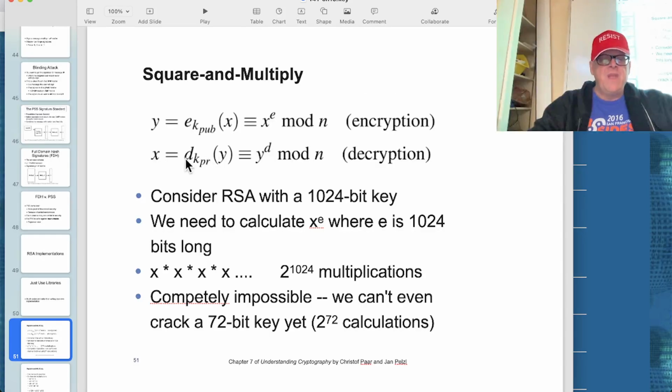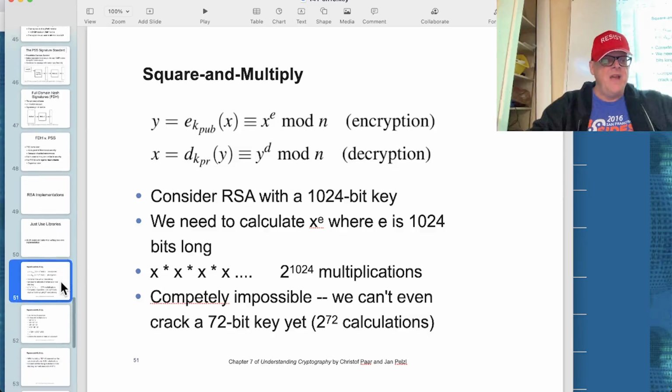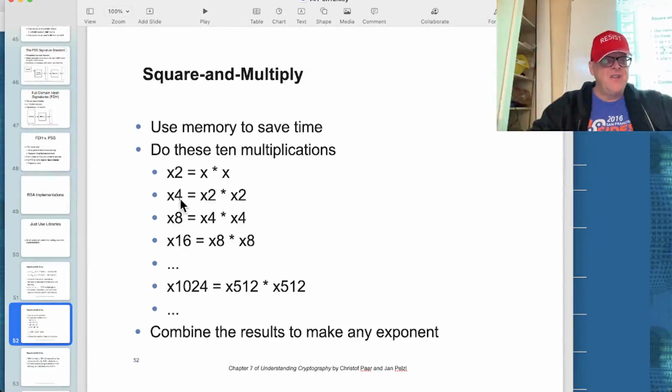Now another thing you could think about: if I have to calculate x to the e, and e is 1024 bits long, if I tried to do x times x times x, to the 1024 multiplications, I could never do that. So you don't do that. What you do is you use square and multiply. You calculate x squared, then you multiply those twice, you get x to the fourth, multiply those twice, you get x to the eighth. Now you only have to do a small number of calculations until you have all the numbers you need. You just do one per bit.